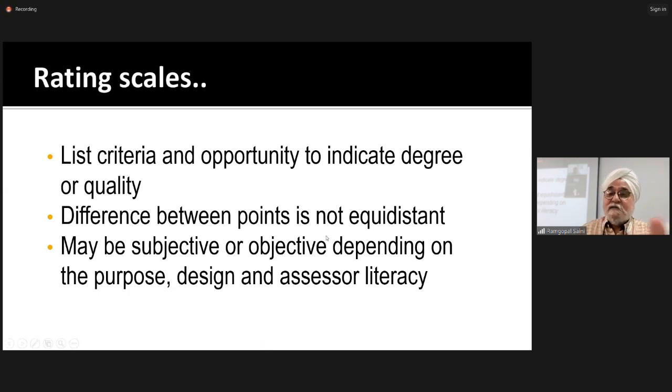We already discussed this. The distance is not the same. Again, they can be subjective or objective, depending on the purpose, design, and assessor literacy. आप कोई सर्जिकल प्रोसीजर कर रहे हो और उसमें सपोज हाइपोथेटिकली कुछ ऐसा है कि उसने 1 सेंटीमीटर का कट लगाया, 2 सेंटीमीटर का लगाया, 3 सेंटीमीटर का लगाया, तो रेटिंग स्केल आप वहां पे यूज कर सकते हो इजीली। सो विच कुड बी objective. Everybody would market the safety.